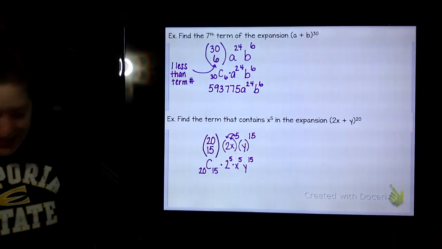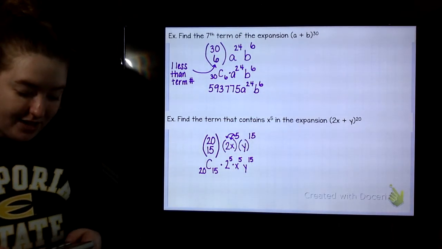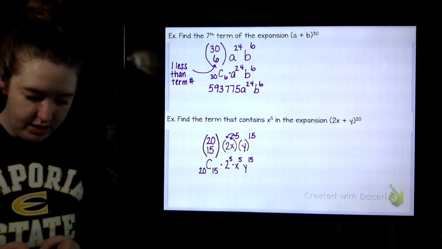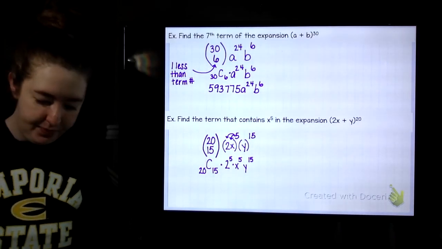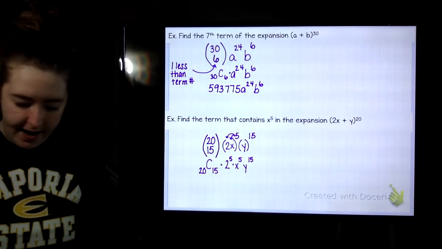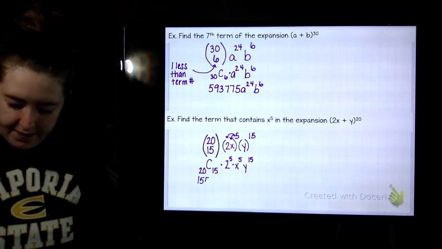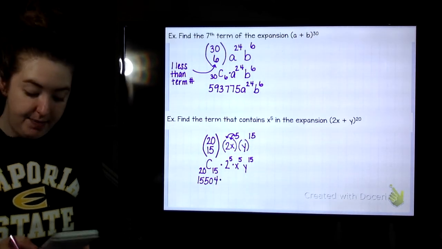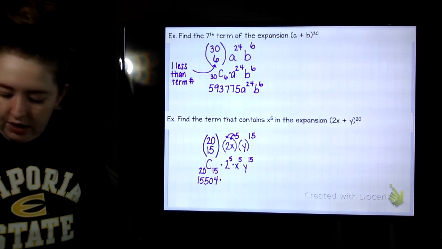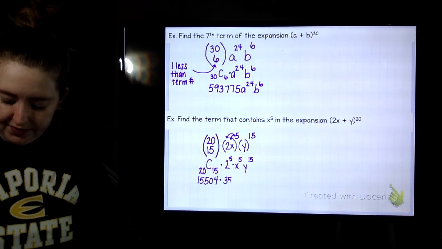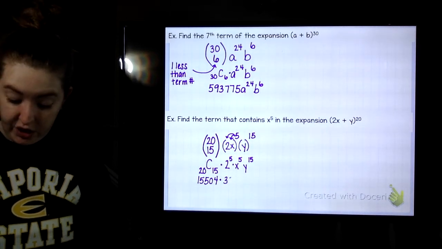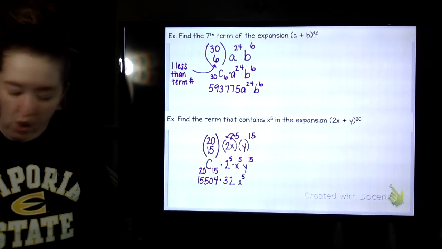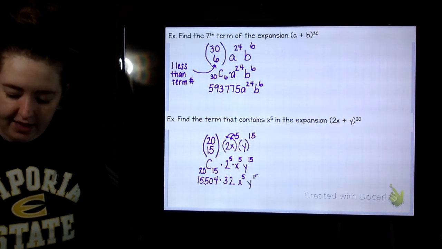Anyways, okay, so first of all, we need 20 choose 15. So I'll put in 20 choose 15. And I got 15,504. And we'll take that times, then we have 2 to the 5th. 2 to the 5th is 32. Oopsies, 32, there we go. And then we have x to the 5th, y to the 15th.